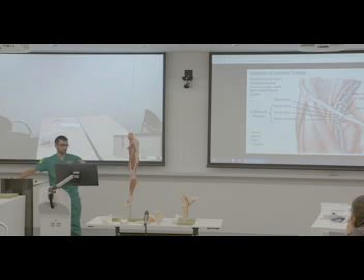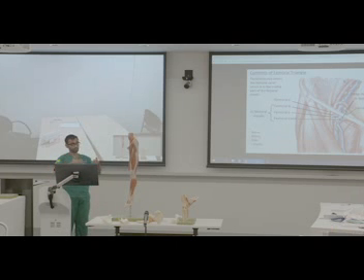Psoas major is coming down, so it's attached to the transverse processes of your lumbar vertebrae as well as the anterolateral aspect of your vertebral bodies of L1 to L5. So it will descend down and join with the iliacus muscle.